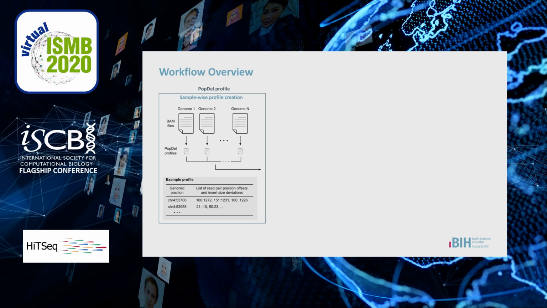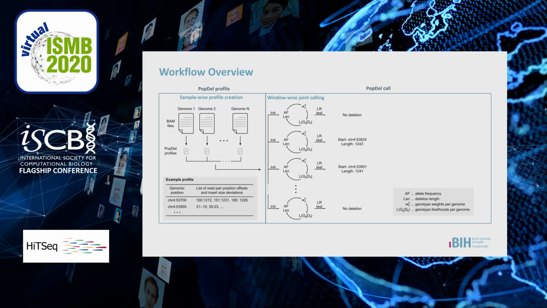This brings us to the calling step. In the window-wise calling, PopDel moves a 30 base pair window across the genome. In each window, it looks at the read pair distances of all profiles and uses them to initialize the candidate deletions. For n samples, this can give us up to n candidate deletions per window. This allows us to even detect overlapping deletions from different samples.